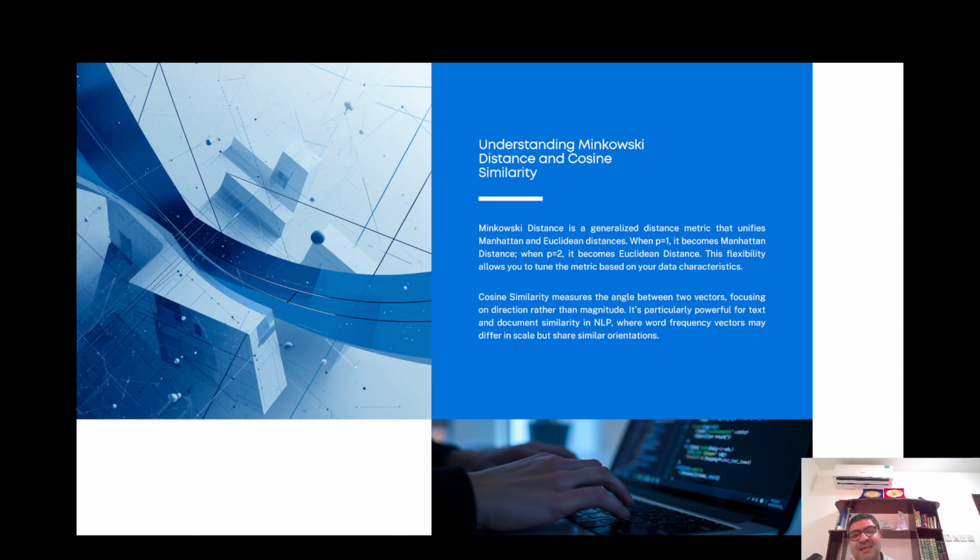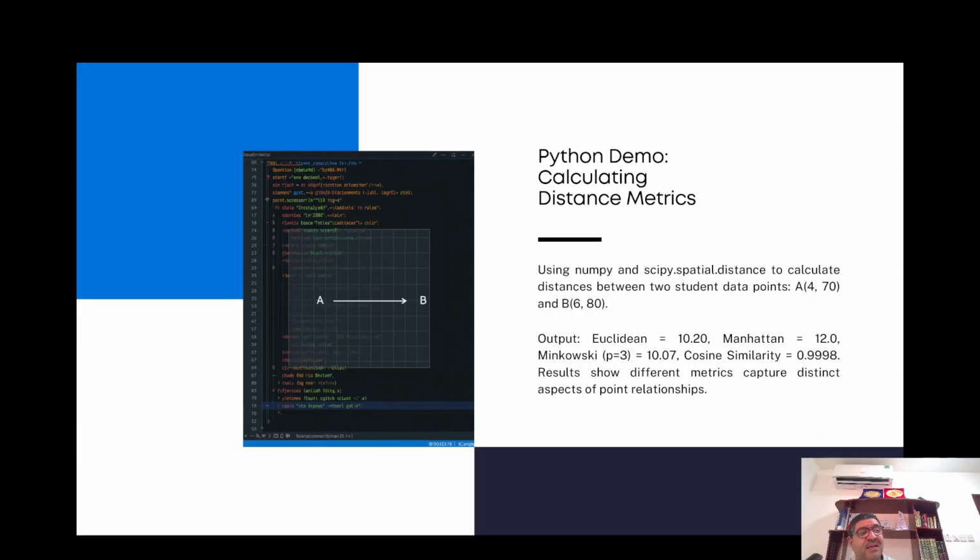So you can see it is establishing text and document similarities, for example in NLP, natural language processing, where word frequency vectors may differ in scale but share similar orientations. So the frequency vectors may differ, but they share similar orientations. And this kind of situation or scenario can occur somewhere else apart from NLP.